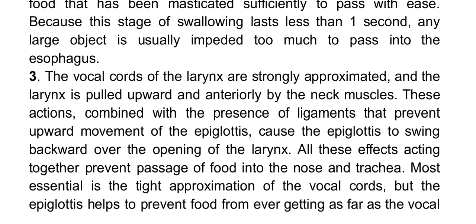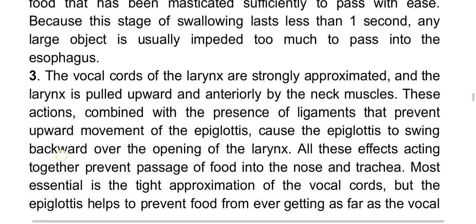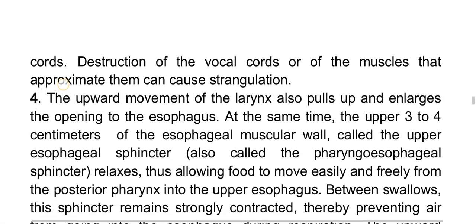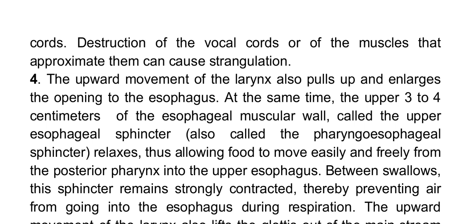into the esophagus. The vocal cords of the larynx are strongly approximated and the larynx is pulled upward and anteriorly by the neck muscles. These actions combined with the presence of ligaments that prevent upward movement of the epiglottis causes the epiglottis to swing backward over the opening of the larynx. All these effects acting together prevent passage of food into the nose and trachea. Most essential is the tight approximation of the vocal cords, but the epiglottis helps to prevent food from ever getting as far as the vocal cords. Destruction of the vocal cords or of the muscles that approximate them can cause strangulation.